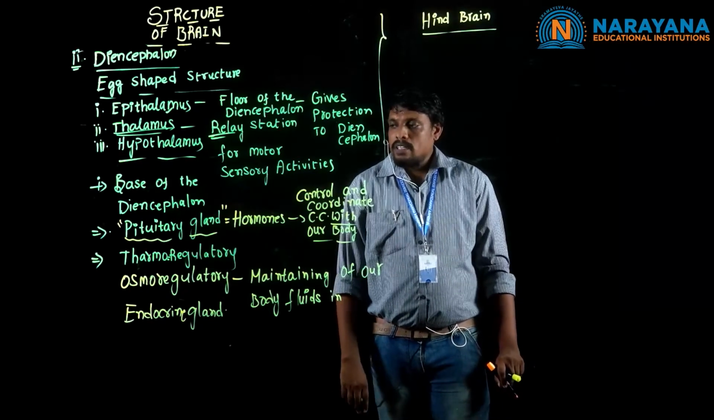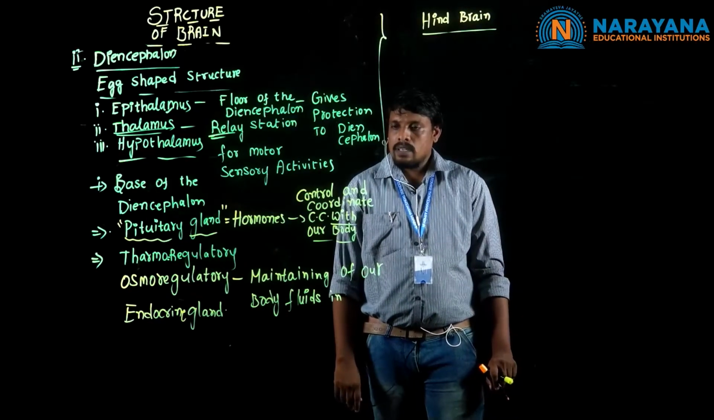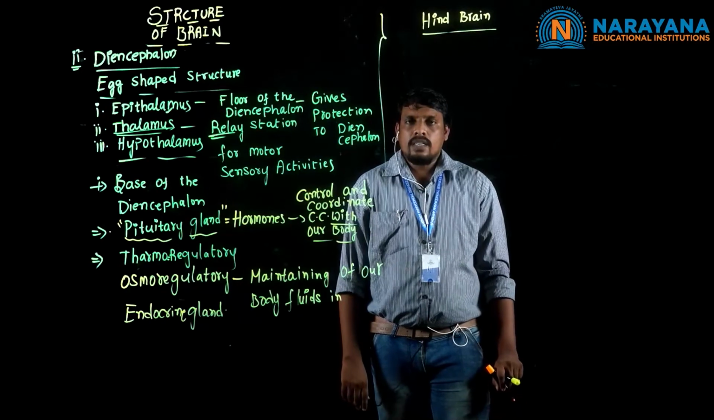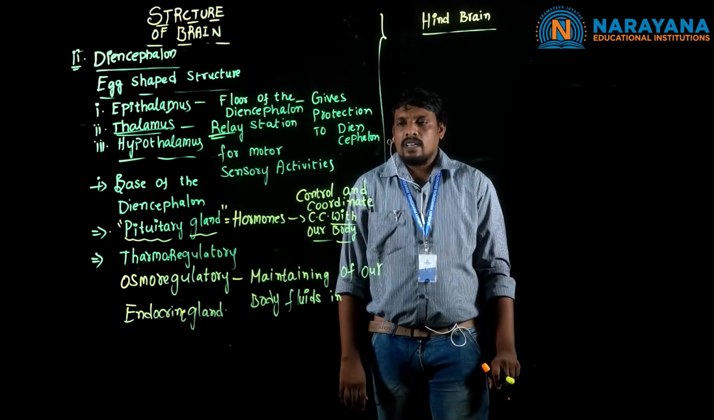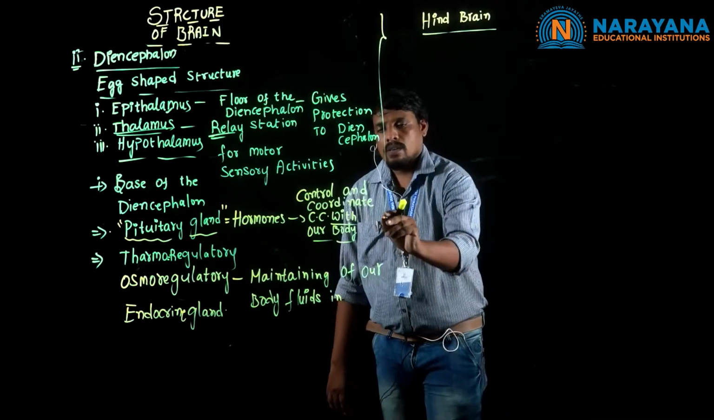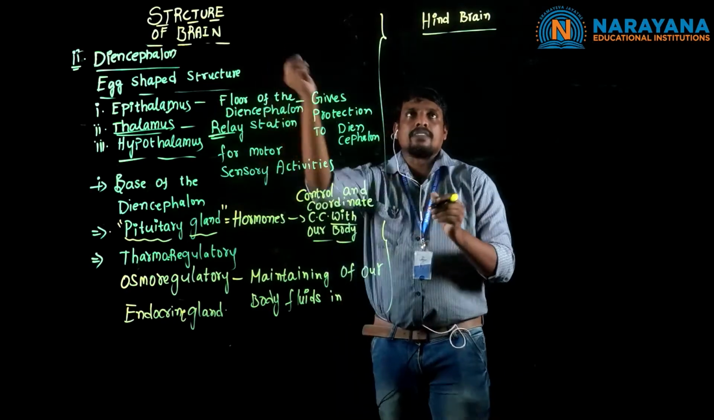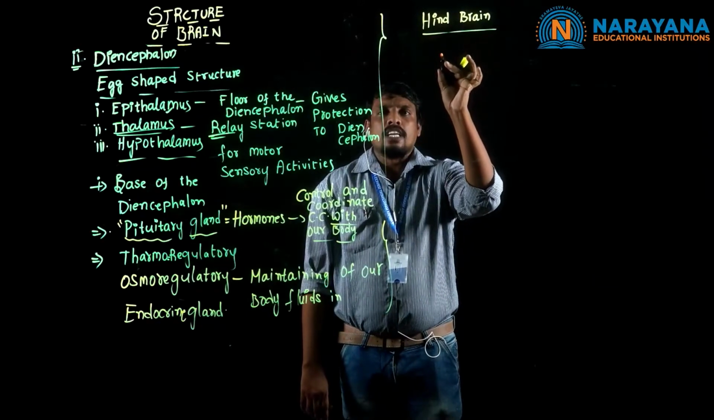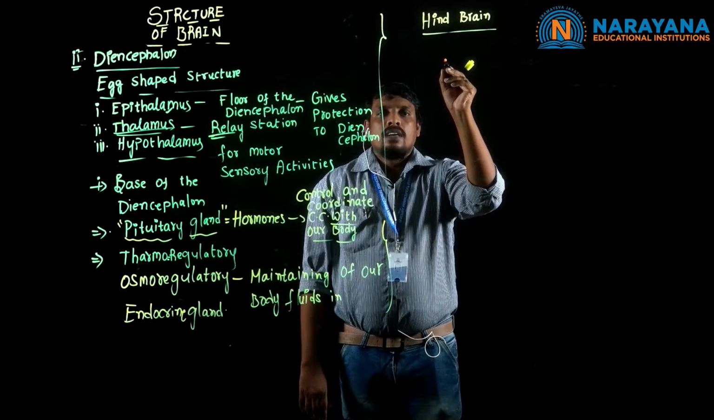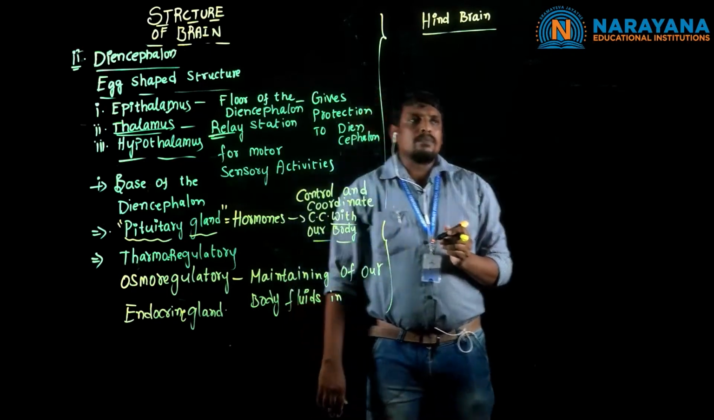Olfactory lobe, isn't it? Fourth ventricle of the brain. Right. Let me discuss the hindbrain. Shall we? Right. Let us display the next diagram, sir.